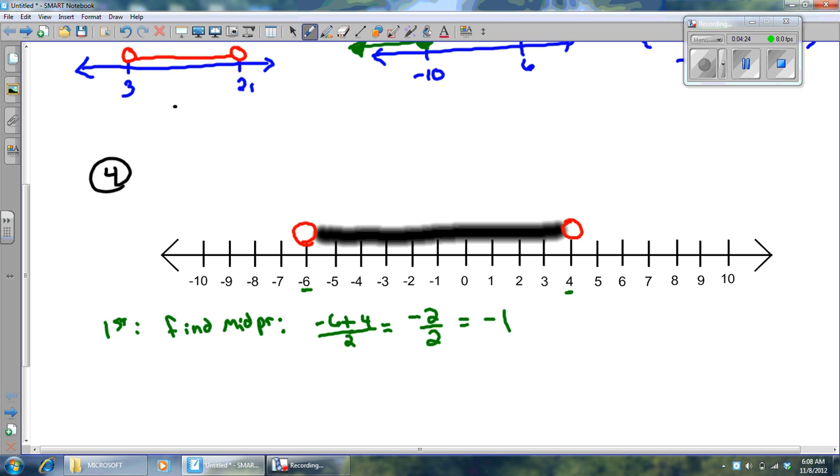Yes, I know, but you need a way to be able to check yourself because that's not always going to be the case. It's not always that obvious to find the middle. So, you can add the endpoints and divide by 2 when you're finding a midpoint. All right, now, here's my midpoint.